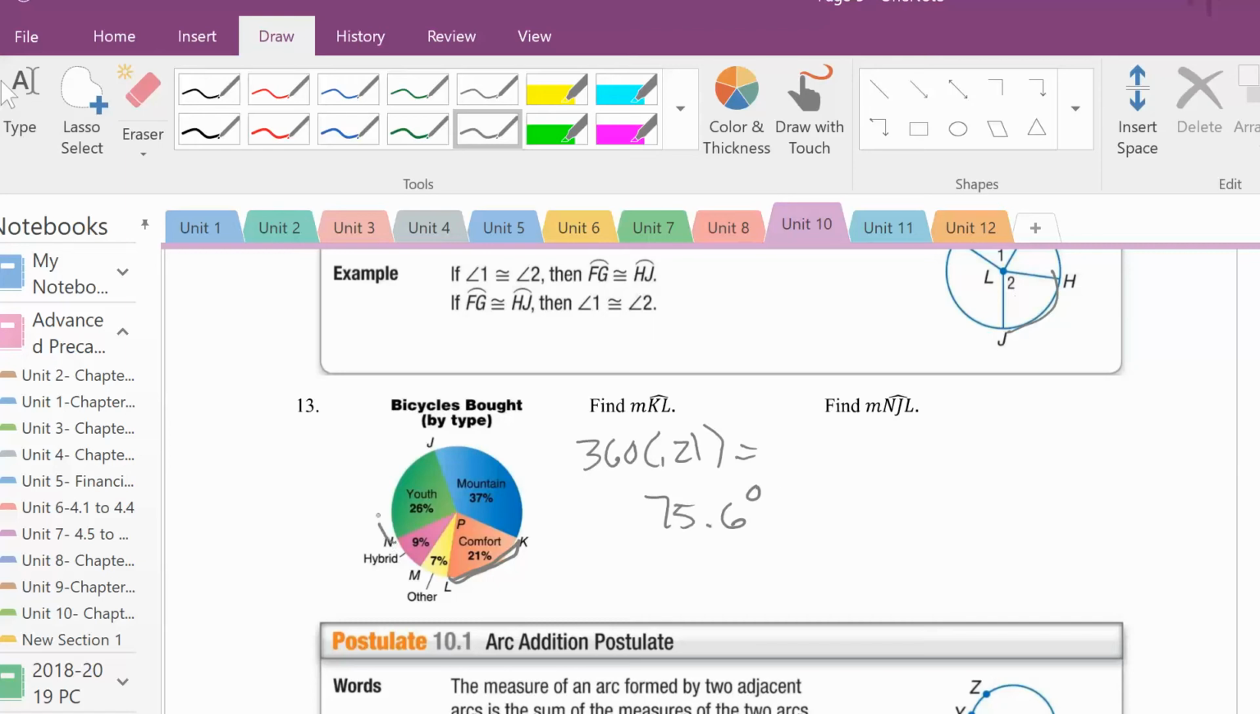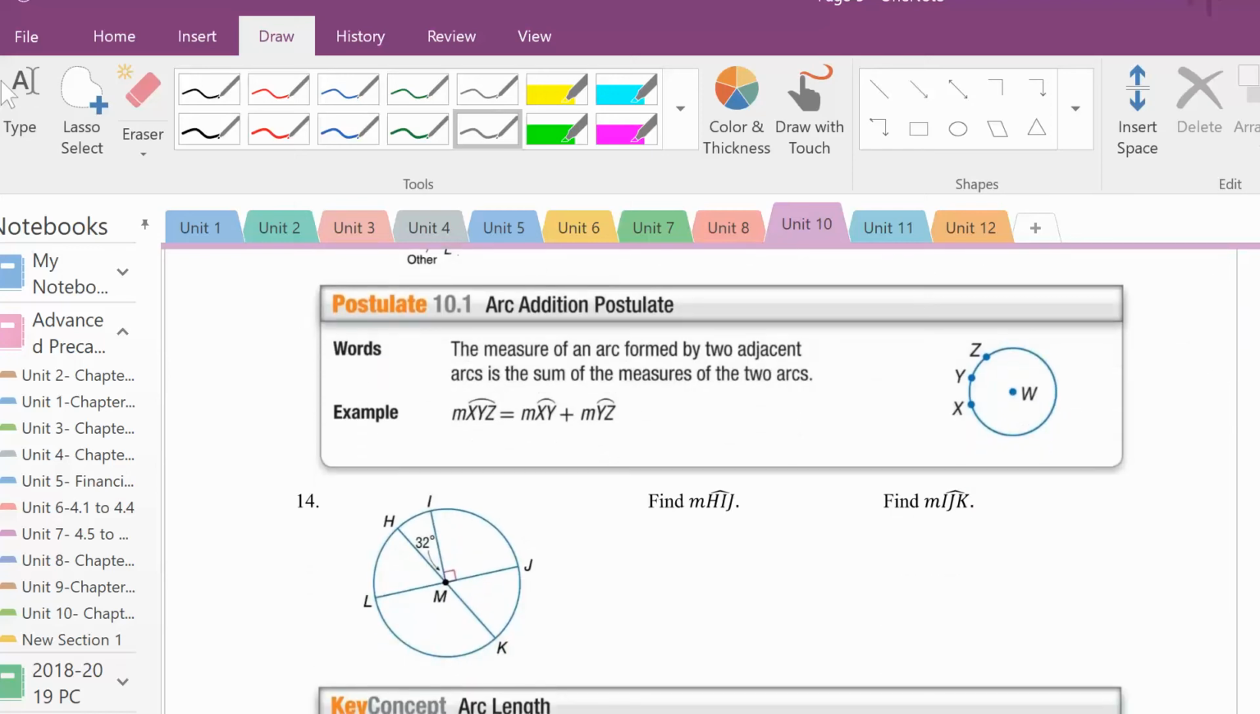you get that it's 75.6 degrees. And NJKL is this arc all the way around, so it'd basically be 26 plus 37 plus 21, so it'd be 84%, so it'd be 360 times 0.84, which is 302.4 degrees. Because basically the only part that it wouldn't be is the 16% right there.